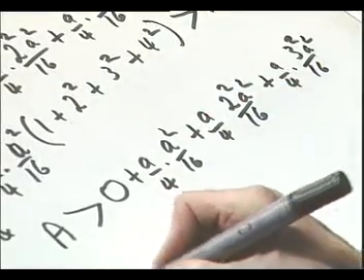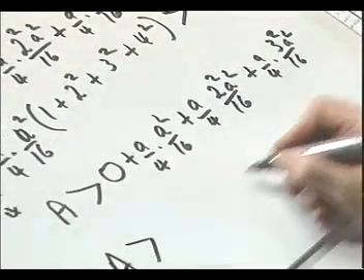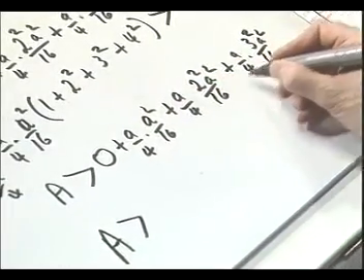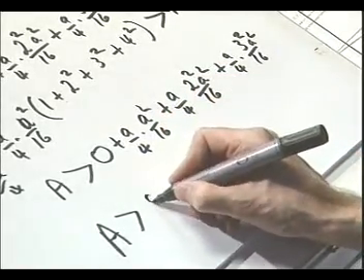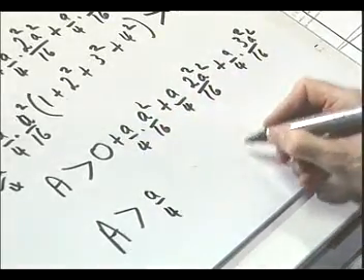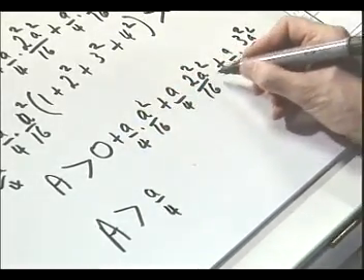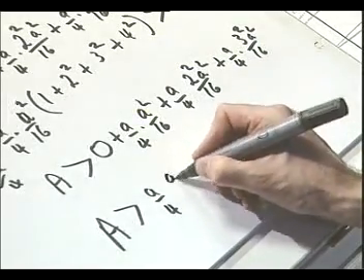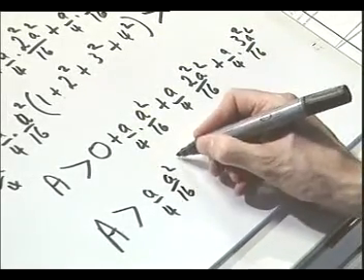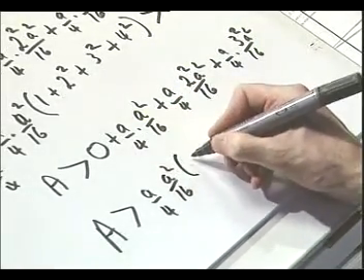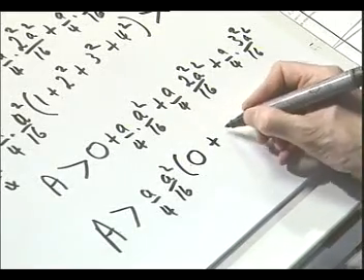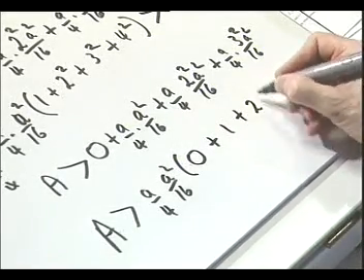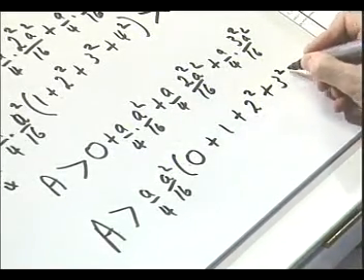And so A is greater than, well, if we look at what we've got, again we've got this common factor of a over 4. Again we've got this common factor of a squared over 16. Bracket, and 0 plus 1 plus 2 squared plus 3 squared.